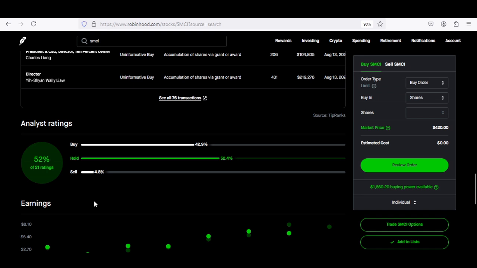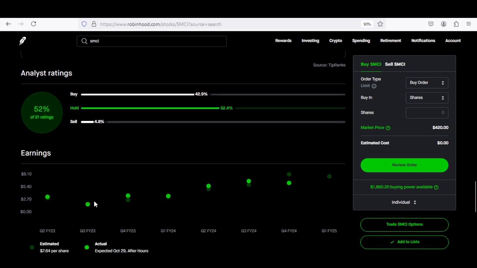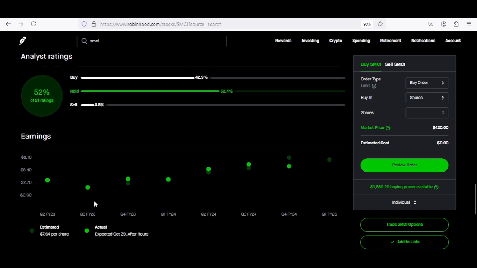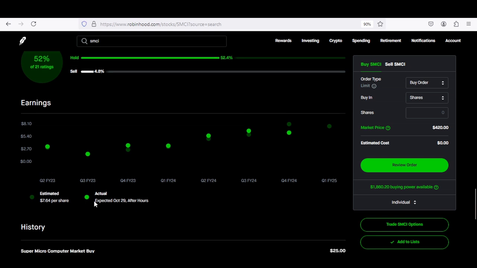So let's go ahead and continue down in order for us to get additional information in order for us to make an informed decision. So right below the analyst ratings, you're going to see earnings. Now, earnings tells you exactly when the company is going to let you know how good they did per quarter. Now, as you can see here, the earnings is expected to be on the 29th after hours. So at this point in time, we're going to know how well or how badly the company did. What are the projections for the next year, the next quarter?